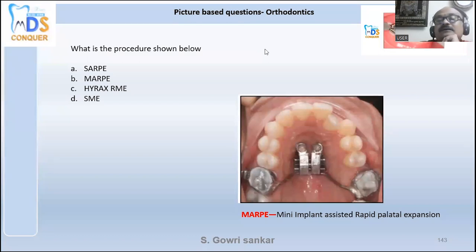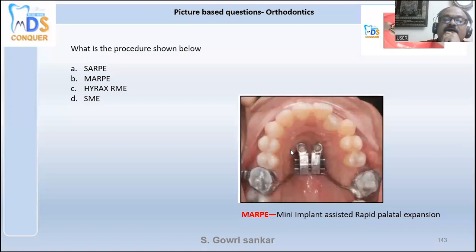Yes, it is MARPE. It is Marpe. You can see here the mini implants, mini implant assisted rapid palatal expansion. It is not a simple Hyrax RME. It is RME, of course, assisted by the micro mini implants or micro implants. It's Marpe. You can expect this question also.